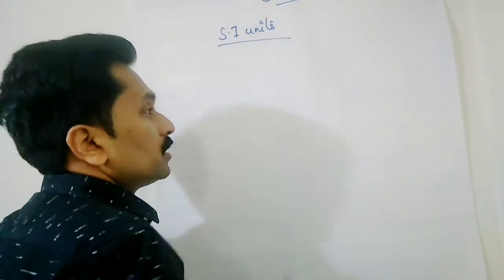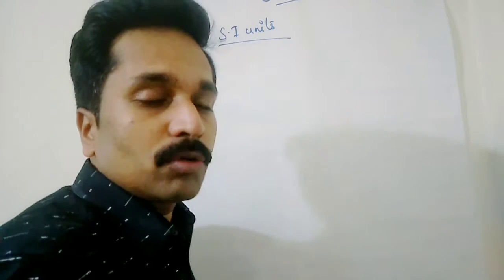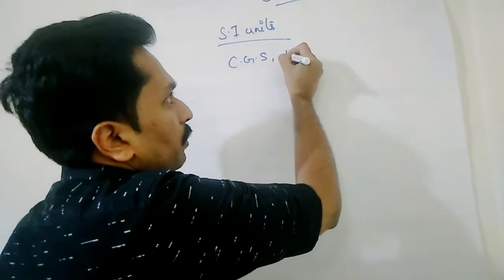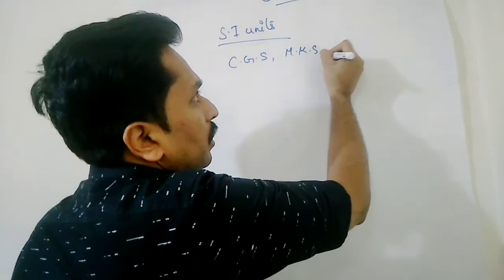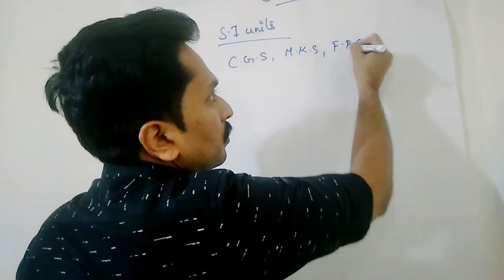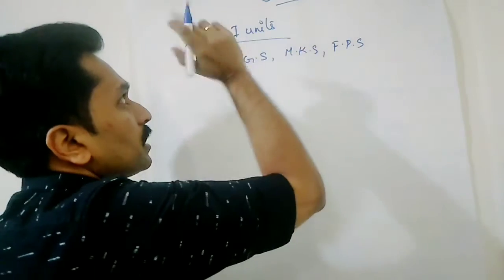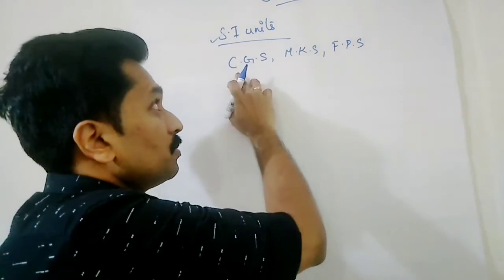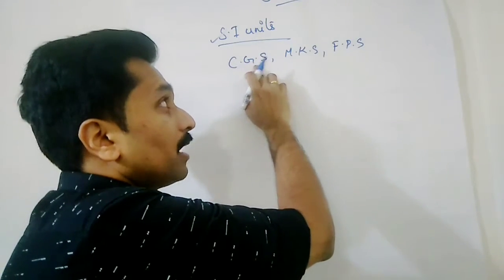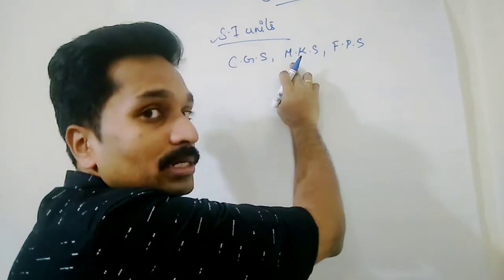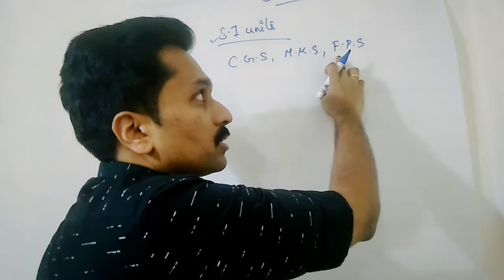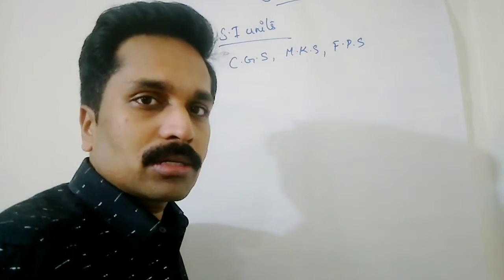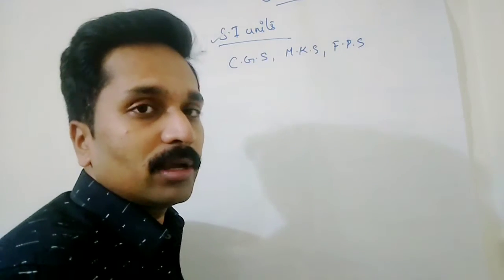I have already mentioned there are four different types of units. They were CGS, MKS, FPS, and the SI unit, of course. CGS means centimeter, gram, second. MKS means meter, kilogram, second. FPS means foot, pound, second. And SI unit means Système International, or international system of units.